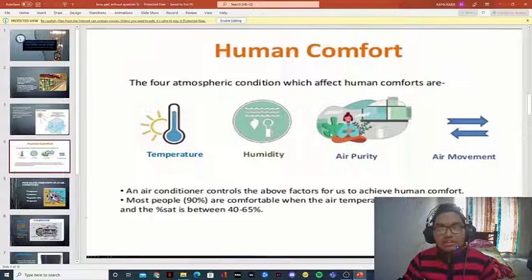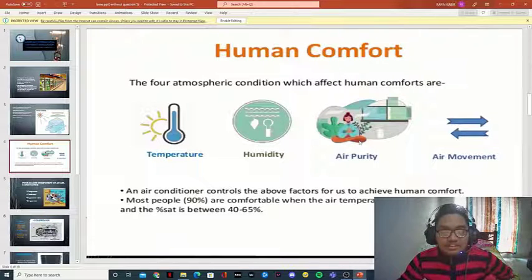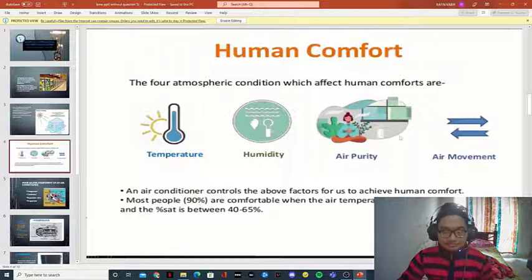And the third factor, which is another important one, is the purity of the air. When the air is impure, it's hard to breathe and we can experience many symptoms such as an irritated throat. So the air must also be pure, which the air conditioner does by using a filter.